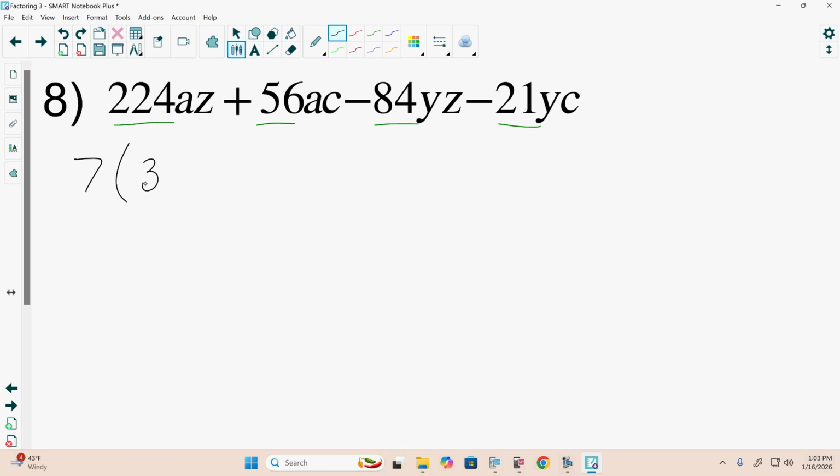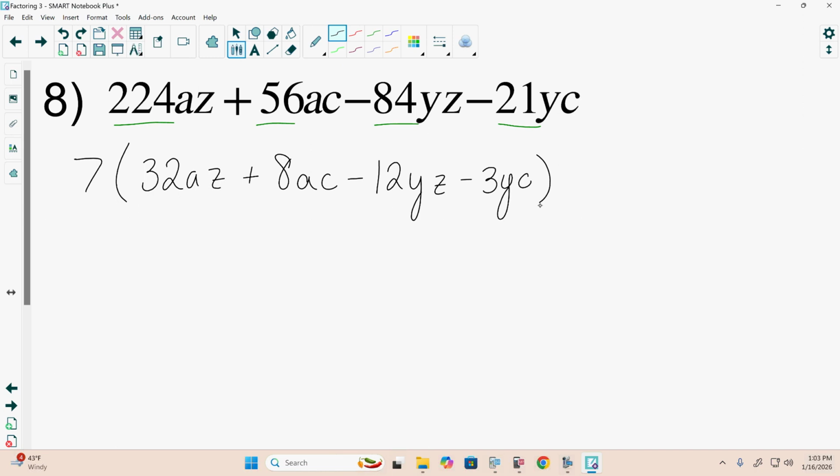21, we get 32az plus 8ac minus 12yz minus 3yc. Would we say those are nicer or more manageable numbers than what we started with?